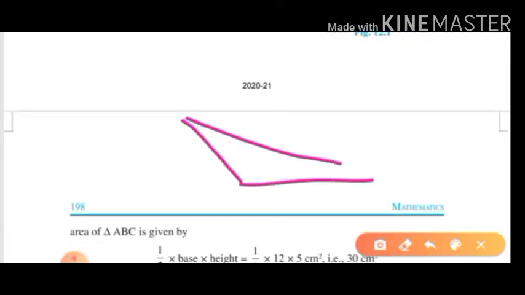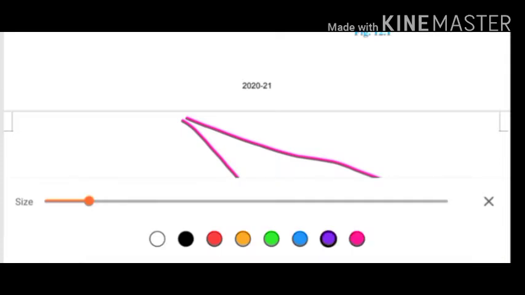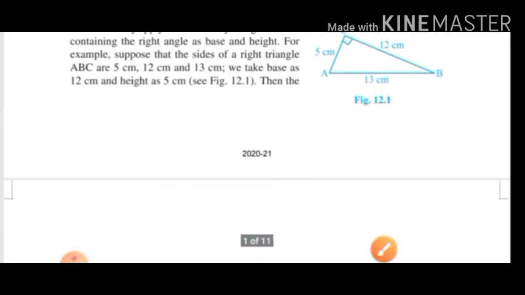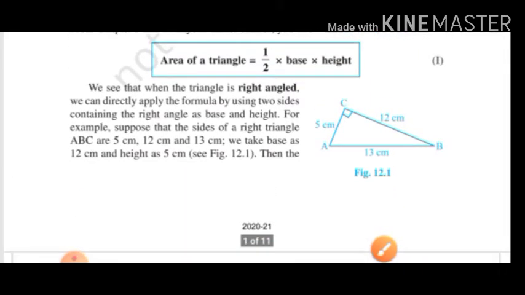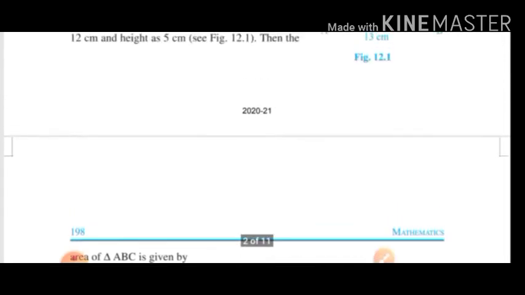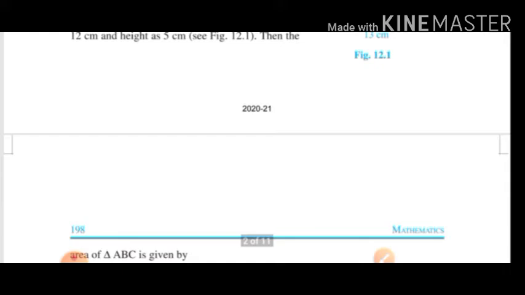But in the case of this triangle, the height will be from here to here, you have to draw, and this will be the height. So the base will be only from here to here. Then we have to find the height and the base, and then find the area of the triangle. When it is not a right angle triangle, it becomes a bit problematic or tricky to find the area of a triangle.